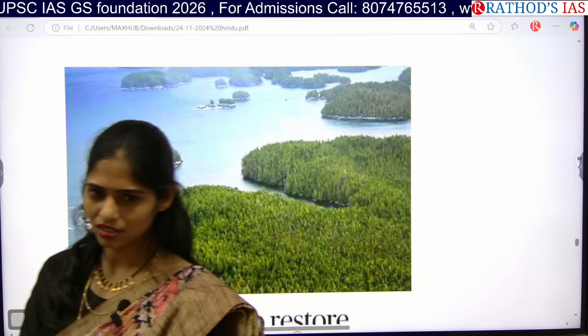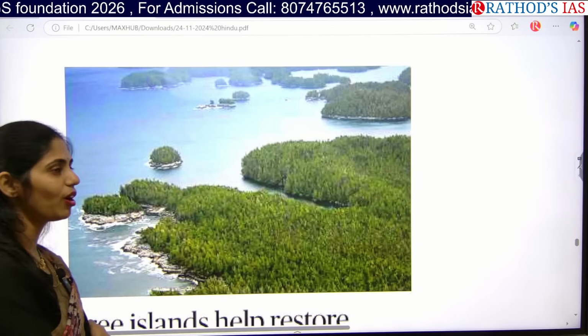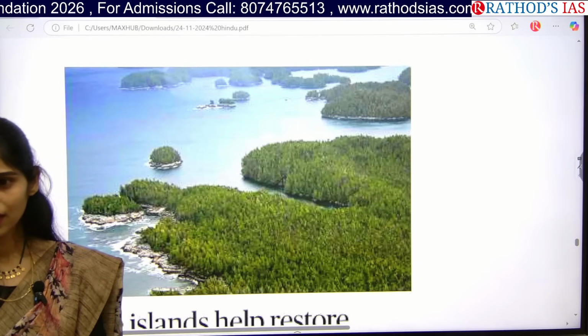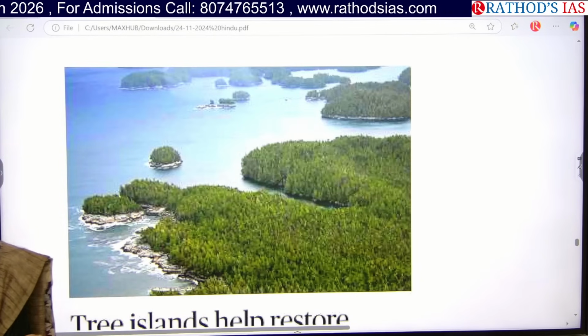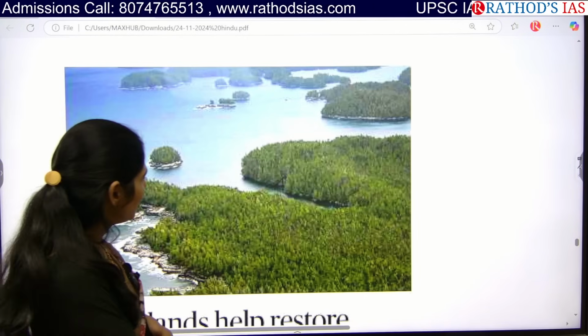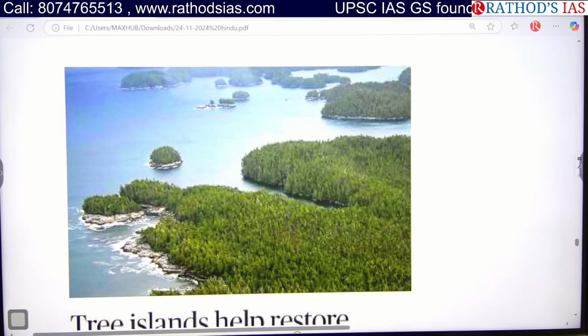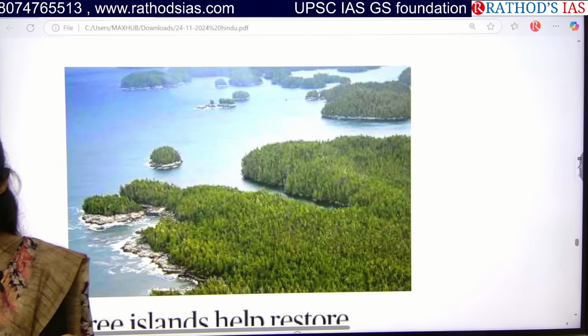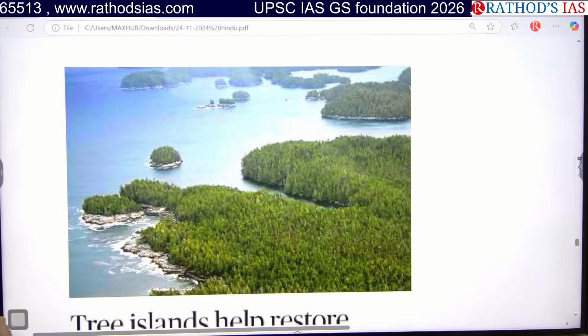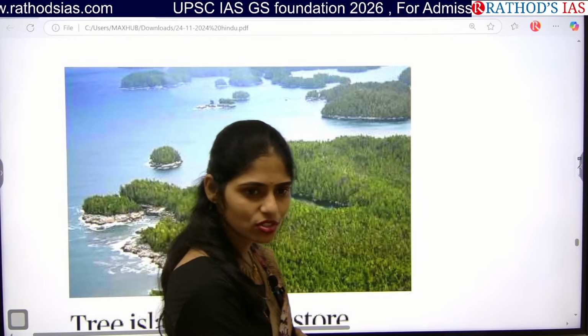Are they corals? No, it is different from corals, right? Okay, so how are they formed and what is this tree island? See this image and say something. There are small patches in the wetland where we can see trees grown. Can you see different types of trees or the same species? Same species. So what will be the advantages of these tree islands?